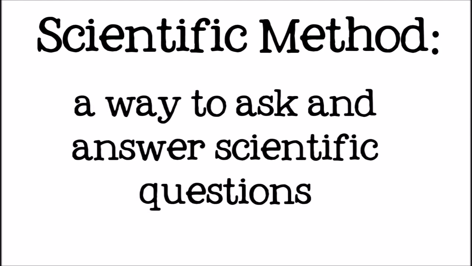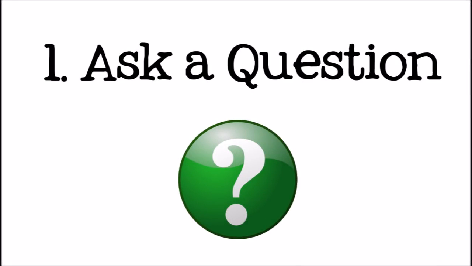The scientific method is a way to ask and answer scientific questions by making observations and doing experiments. There are 6 simple steps to follow. First, ask a question or identify the problem you would like to solve.